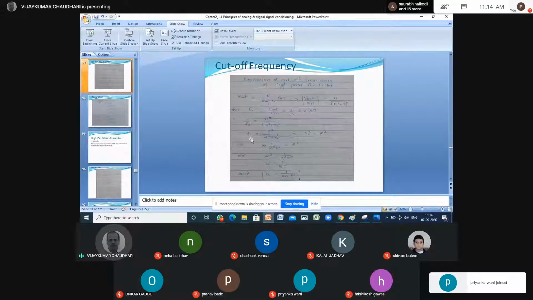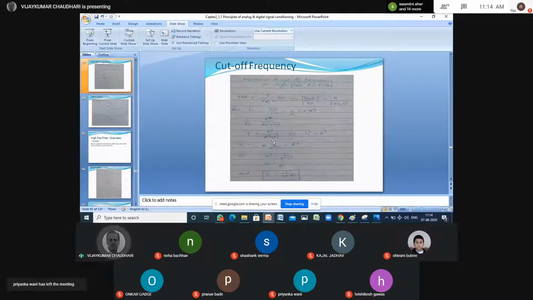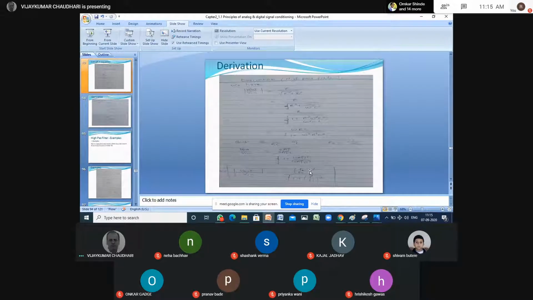So 1 by root 2, or 0.707, is equal to R upon root of R square plus Xc square. Squaring both sides, I get 1 by 2 is equal to R square divided by R square plus Xc square. Solving this, we get Xc square is equal to R square, or 1 upon omega square C square is equal to R square, or omega square is equal to 1 upon R square C square. Omega is equal to 1 by RC, and so fc comes out to be the same as in case of low pass filter, 1 upon 2 pi RC. So same expression for high pass and low pass RC circuits.